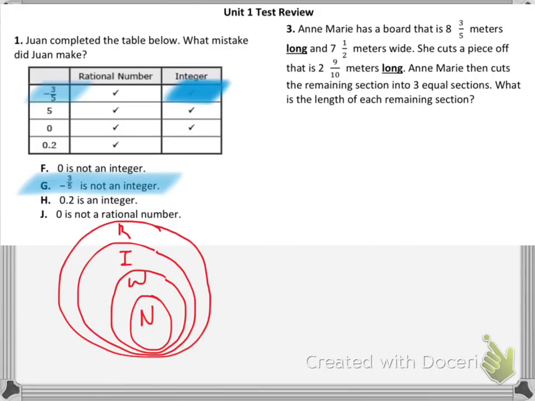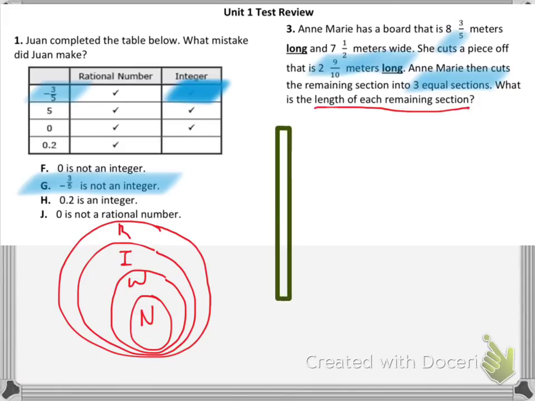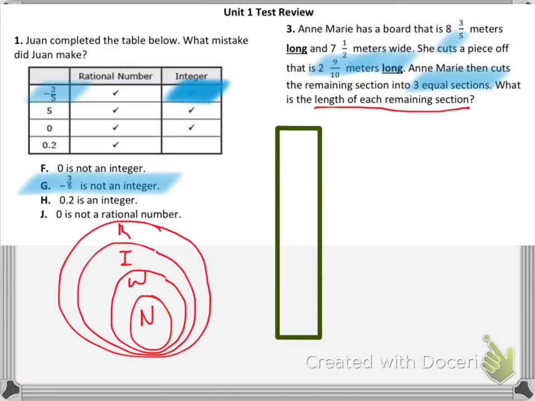Number 3, Anne Marie had a board that was 8 3/5 meters long and 7.5 meters wide. She cut off a piece that is 2 9/10 meters long. Cut is a keyword too. Anne Marie then cuts the remaining section into 3 equal sections. What is the length of each remaining section? Well, I think it helps if we draw a picture. So we draw a picture, we're going to label it.